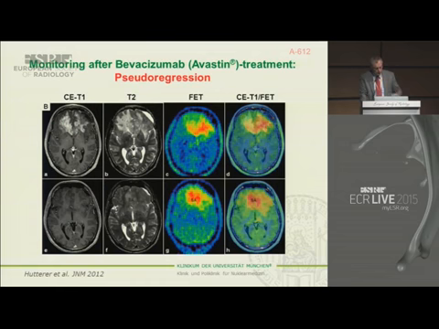Let me just show you one such patient illustrating the problem. Here we have a pseudo-regression after Avastin treatment. You see here the contrast enhancement is gone, and in the T2 weighted imaging, it also looks much better, but you still have an amino acid uptake, and after a very short time, you again see rapid progression of the tumor.